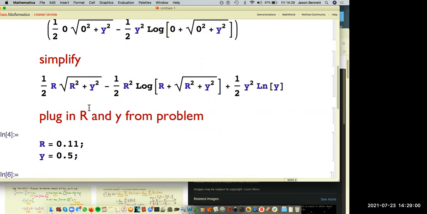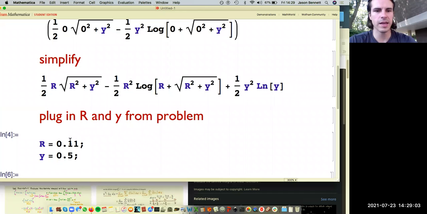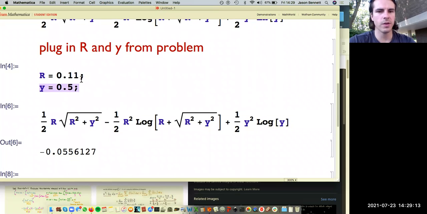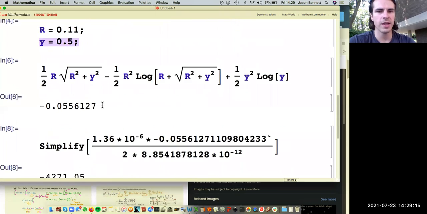And then all I do is I set the values that the problem gave me. So I know that the radius of the circle is 11 centimeters, and I know the distance above the circle is half a meter. And so I re-enter this, and I get this as my area integral. So this is meters squared.